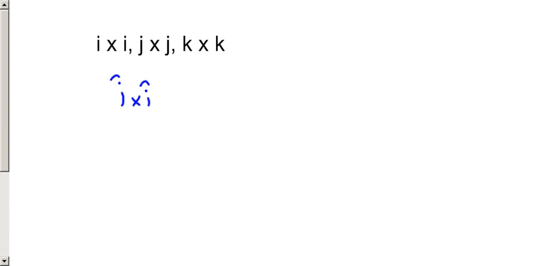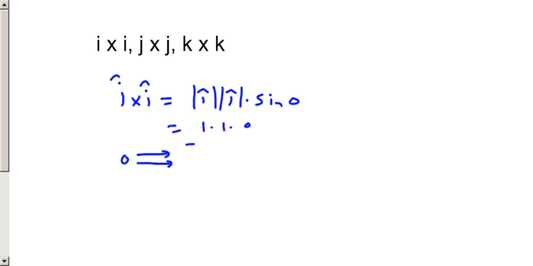Well, I cross I, here's I and here's our other I. What's the angle between them? Well, the angle between them is 0. So I cross I is going to equal the magnitude of I times the magnitude of I, and both of those are 1, times sine of 0. So 1 times 1 times 0, 0. Similarly, each one of these, because they're in the same direction as one another, will result in 0.